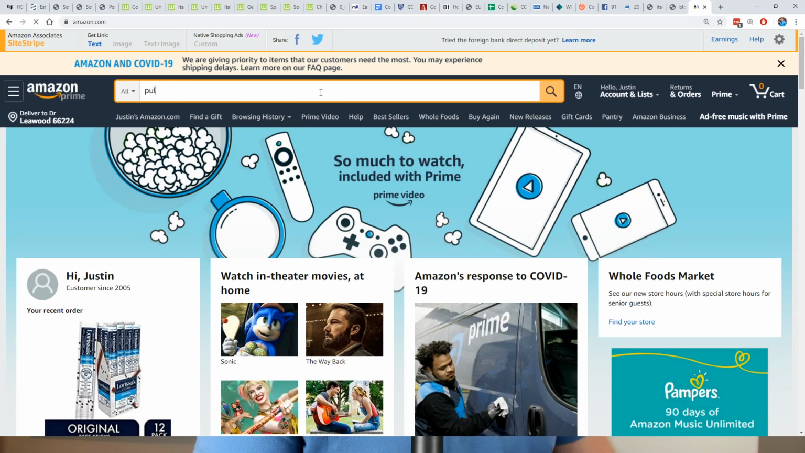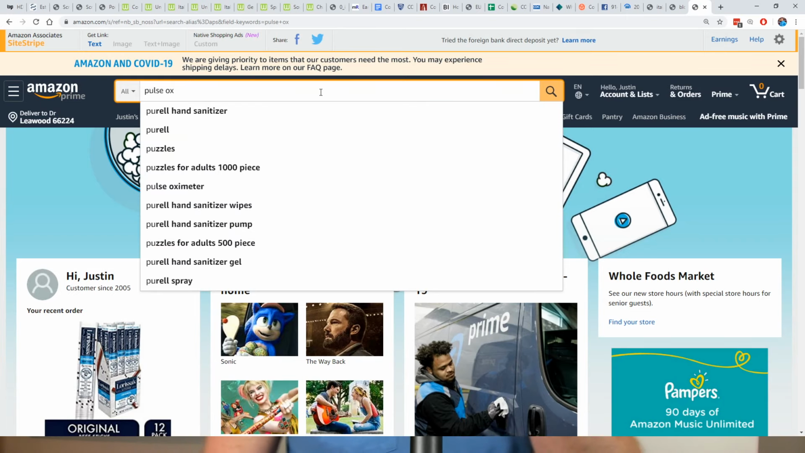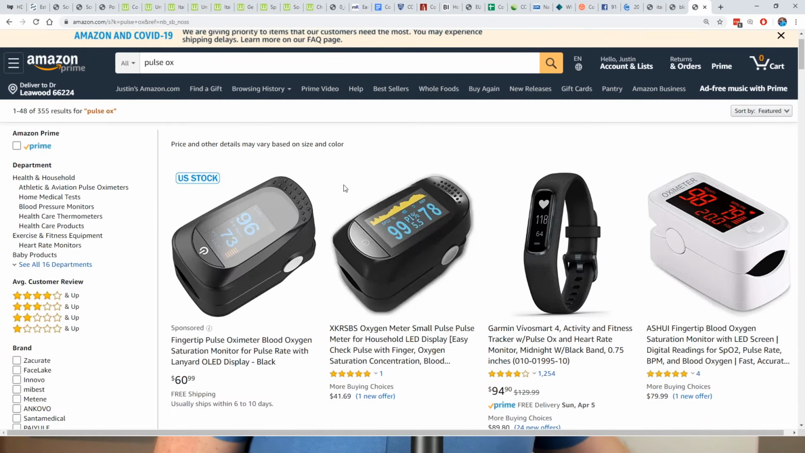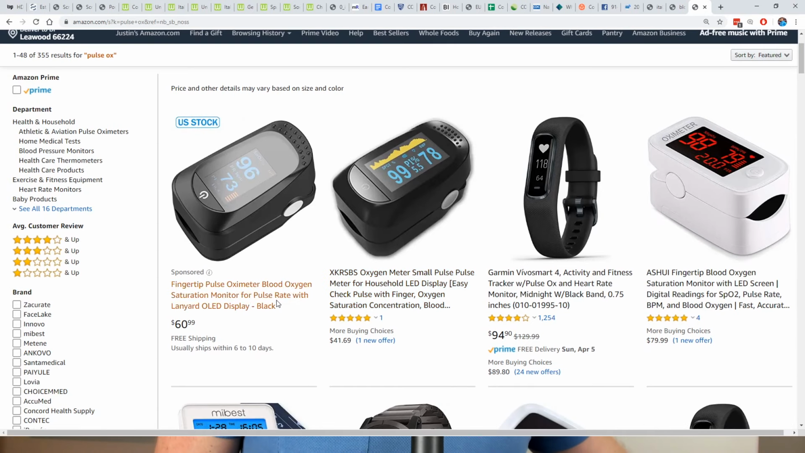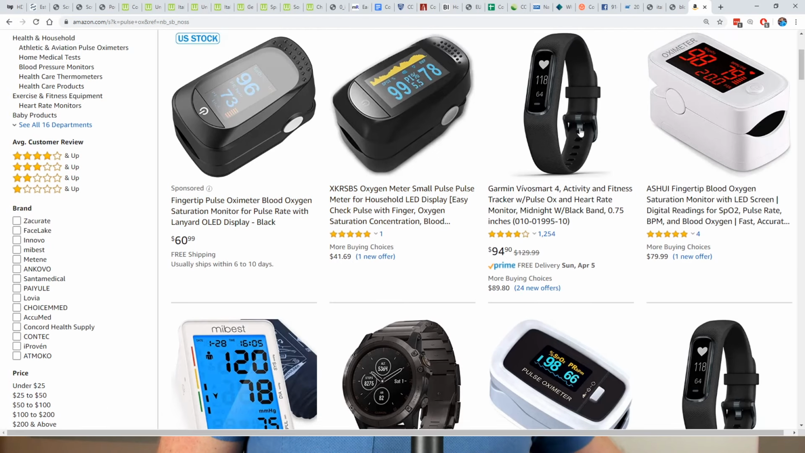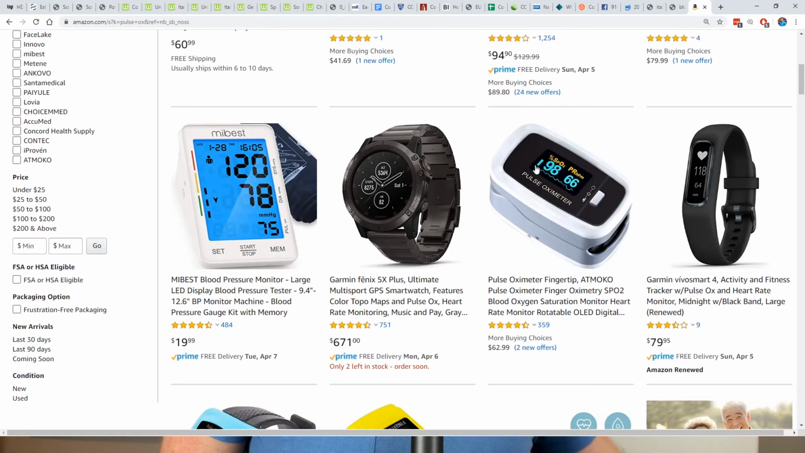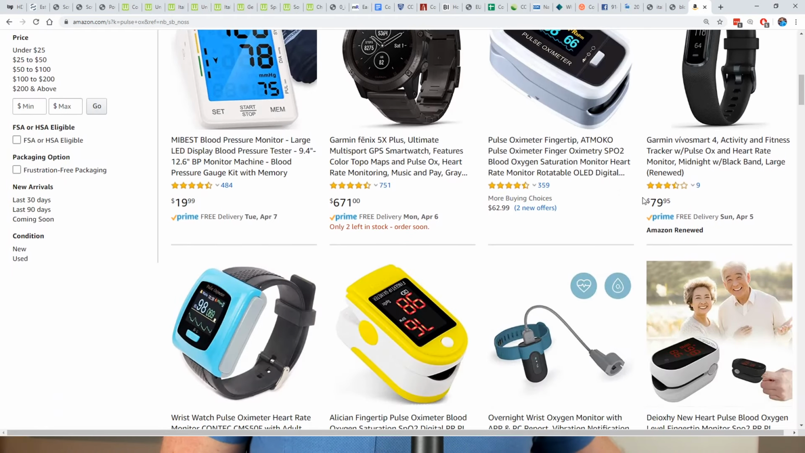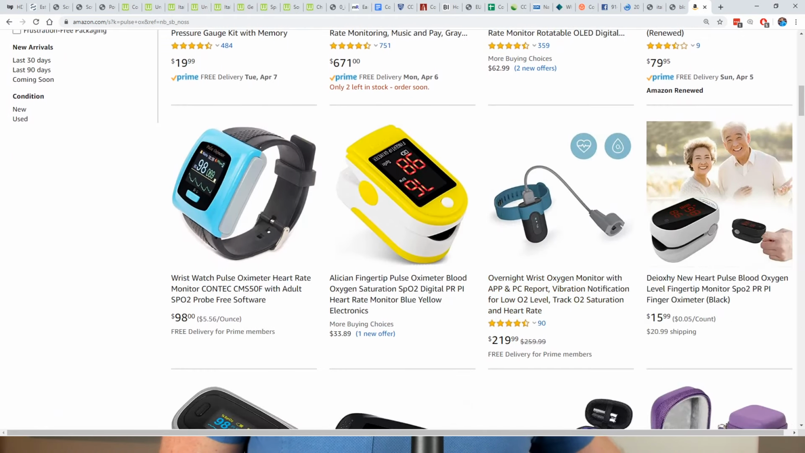Okay, we'll do pulse ox. There we go. Here's one for $60. Let's see which one. Maybe this one. Well, this one does it on the Garmin one on your wrist. That's interesting. So there's a couple that are available. Hope that helps.